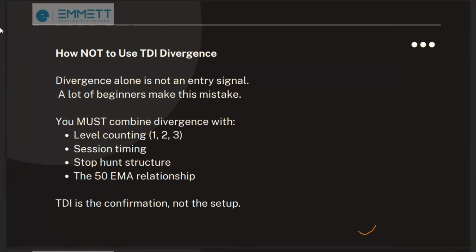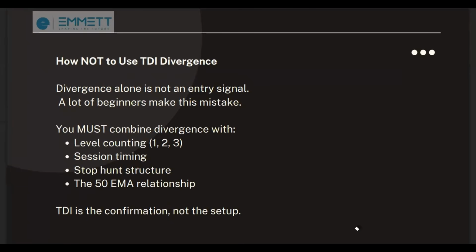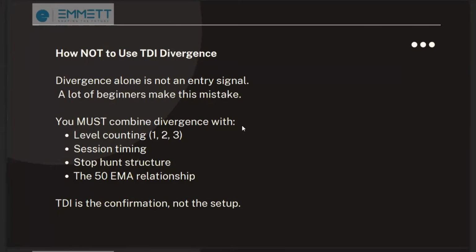Now, there are several mistakes that people make using the TDI for confirmation. Number one is taking TDI divergence alone as a signal. TDI divergence cannot be relied on as an entry signal. The market is the one to decide whether we have a signal or not. But then you're going to use the TDI as a confirmation tool. So a lot of beginners make this mistake.